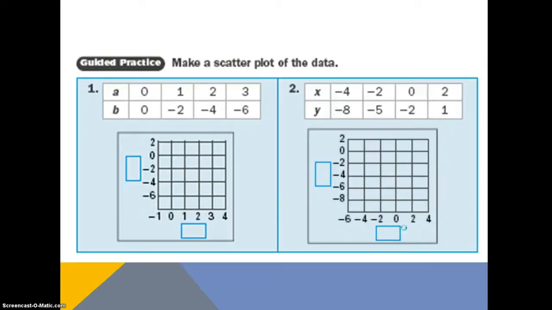Go ahead for number 1 and 2, make a scatter plot of the data. Remember, usually the top is your x, the bottom row is your y, and that makes your ordered pair x, y. Please pause the video and try 1 and 2. This would be your A's, this would be your B's. We have 0, 0, which you have to be careful with, because 0, 0 is up here, so we have some negatives. 1, -2 is here, 2, -4, 3, -6.